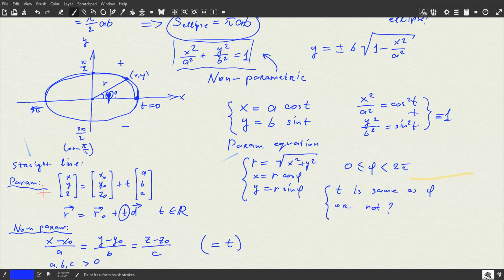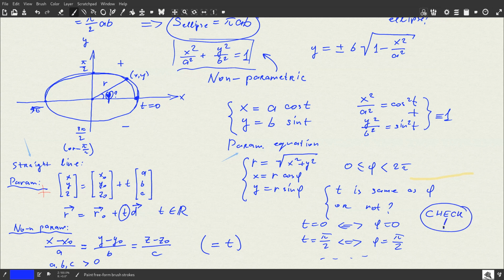We can see that they coincide at the points t equals 0. Yes, it corresponds to phi equals 0, obviously. t equals pi over 2 corresponds to phi equals pi over 2, and so on. But whether t and phi are geometrically the same everywhere remains to be seen. And that's what I would like to leave to you as a home exercise.